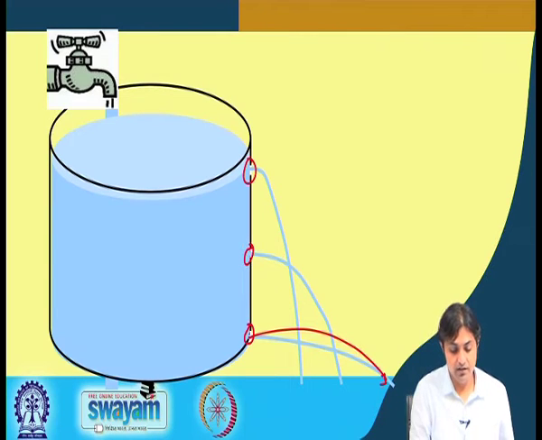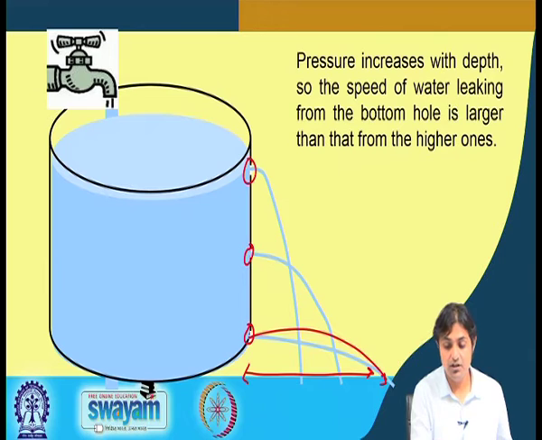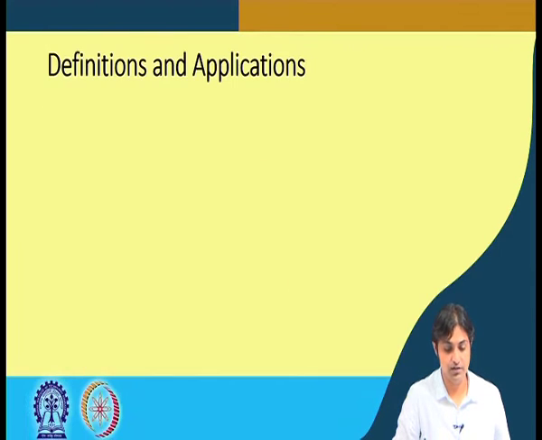What does it say? The distance that each one of them is covering is decreasing as the valve is going up. This means that the pressure increases with depth. Therefore, the speed of water leaking from the bottom hole is larger than the one at higher holes, because the larger the pressure, the larger the force, and therefore the higher the speed, in layman's terms. This is for you to understand the basic concepts of how this pressure system works.